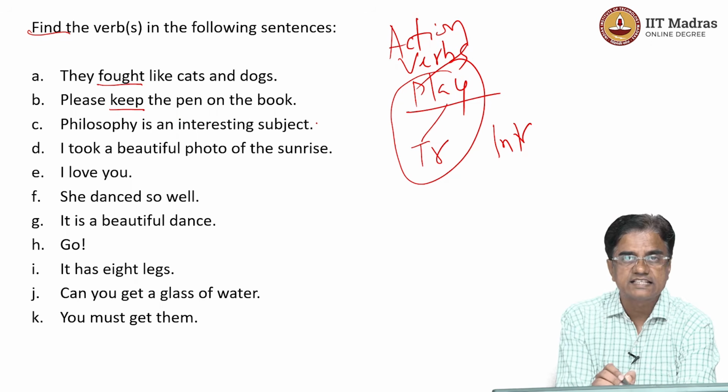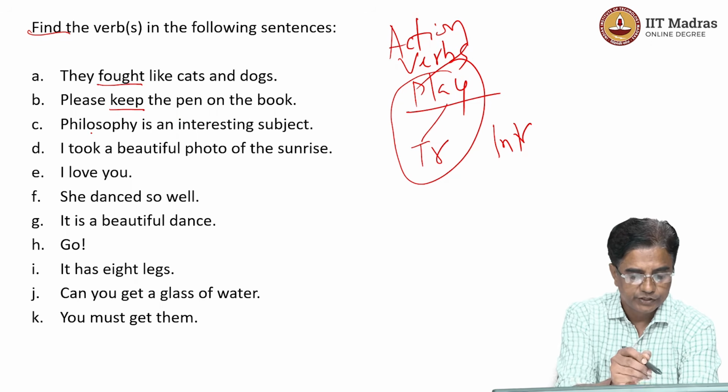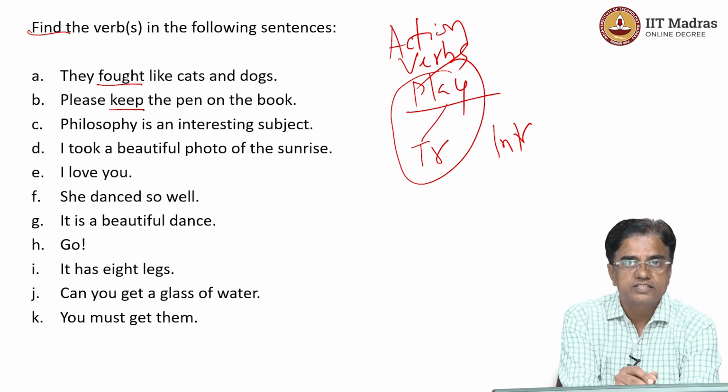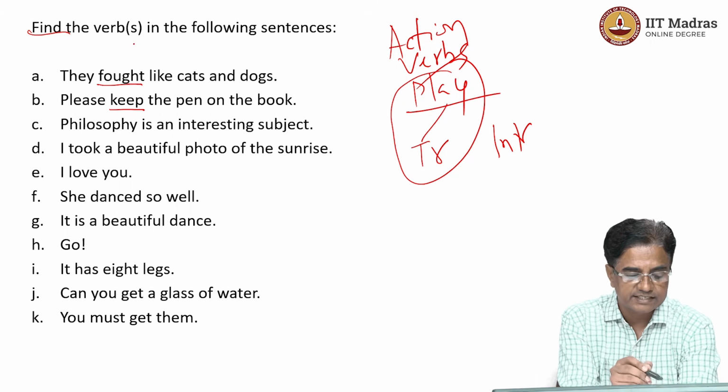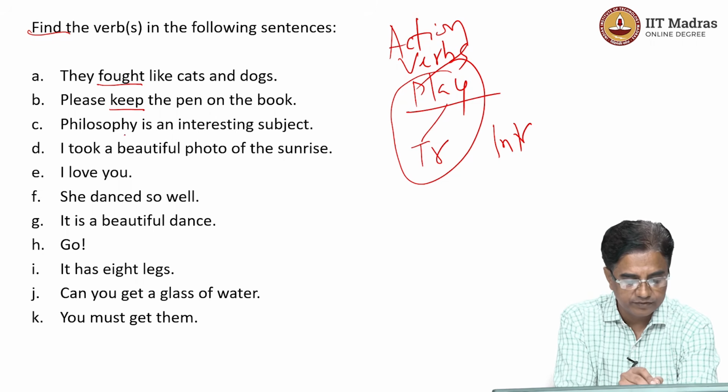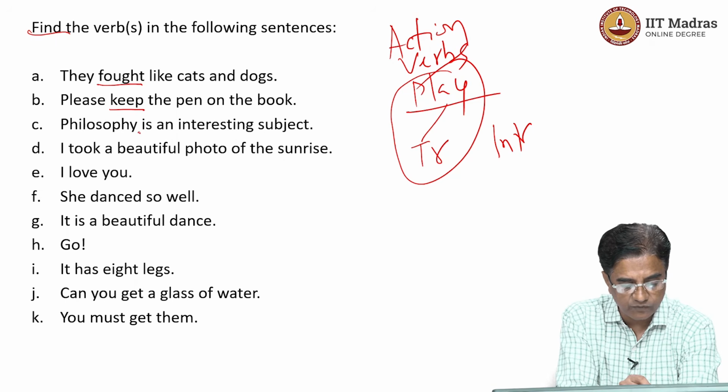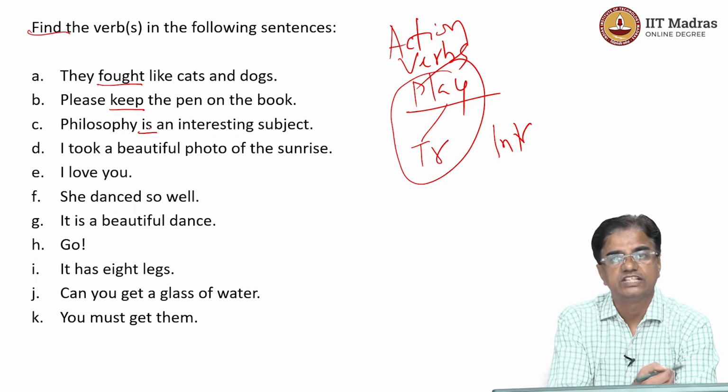Philosophy is an interesting subject. Now, fought is the past tense marker of fight. It's an action verb. Keep is an action verb. But philosophy is an interesting subject. Here you have only an auxiliary verb which indicates a state.